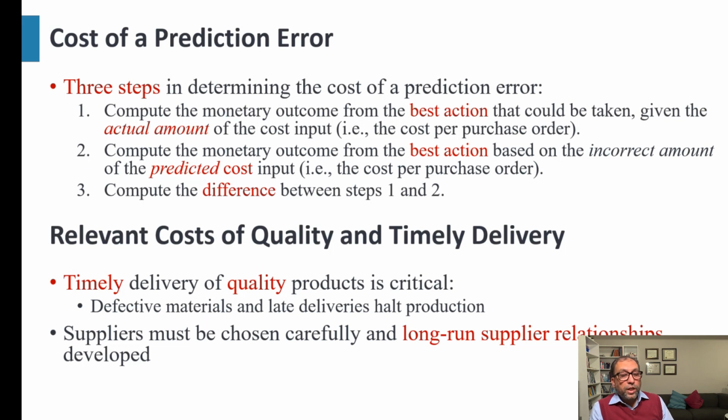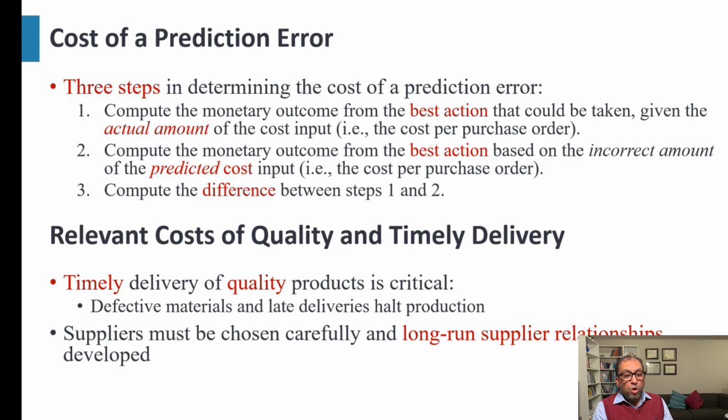Cost of a prediction error: it is also possible that we predict that the sales are going to be high, but it comes out different. Three steps in determining the cost of prediction error. First, compute the monetary outcome from the best action that could be taken given the actual amount of the cost input. Second, compute the monetary outcome from the best action based on the incorrect amount of predicted cost input, the cost per purchase order. Third, compute the difference between step 1 and 2.